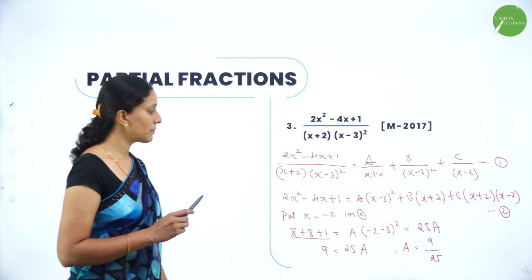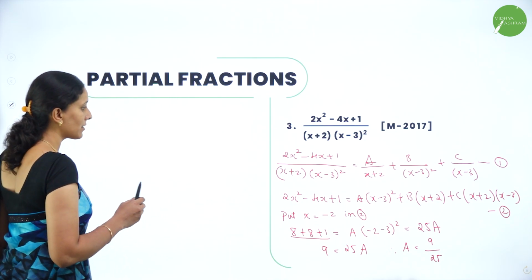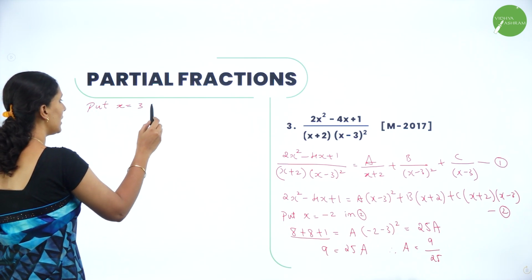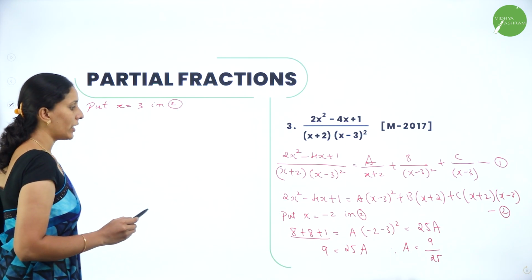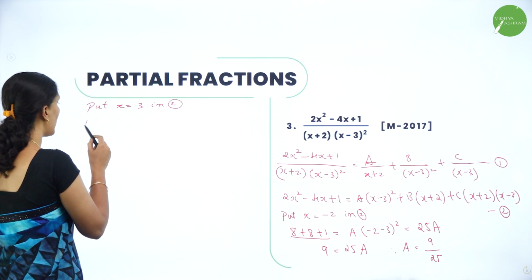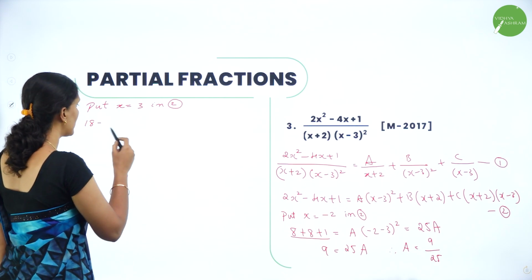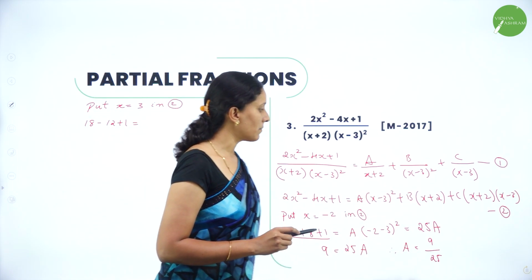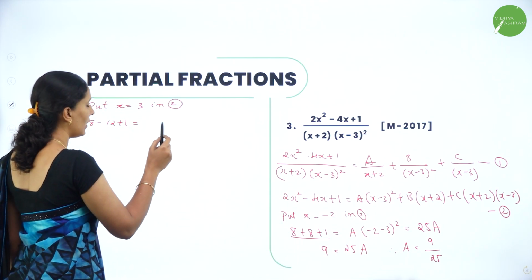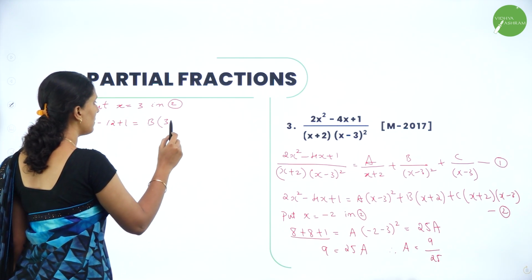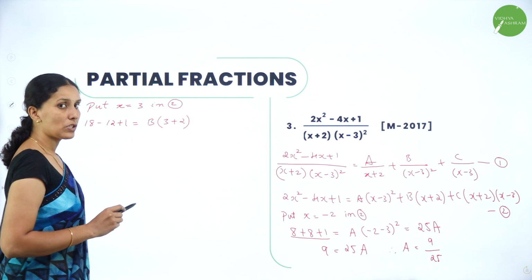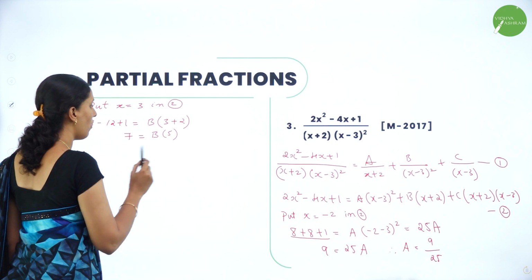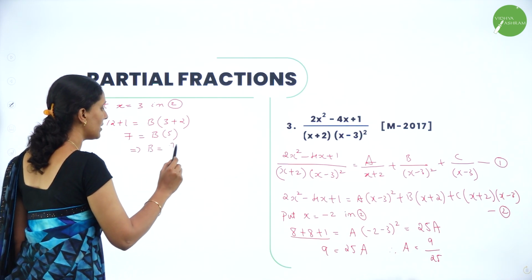Now let's take x minus 3 as 0. So taking x minus 3 as 0, we will get x is equal to 3. Put x is equal to 3 in equation 2. So 3 square is 9, 9 2s are 18, minus 4 3s are 12, plus 1. Here the term containing x minus 3 will become 0, so AC becomes 0. We'll get B as 3 plus 2. So 18 minus 12 is 6, 6 plus 1 is 7. 7 is equal to B into 5, or this implies B is equal to 7 by 5.